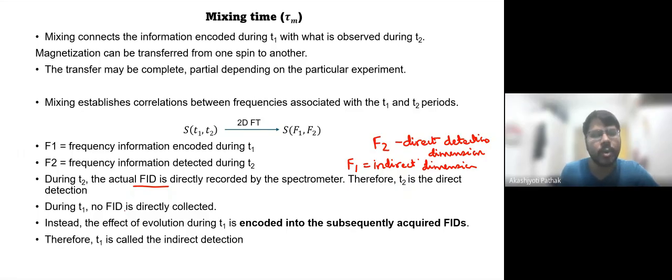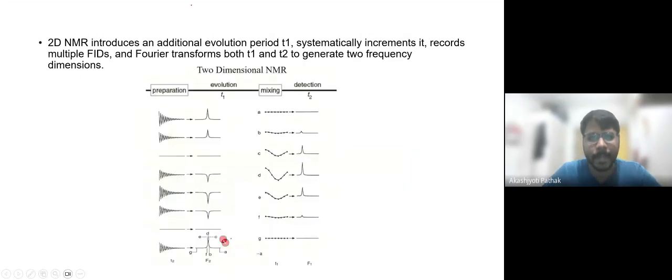So during T1, no FID is directly collected. That is why T1 is called the indirect detection dimension. So instead, the effect of evolution during T1 is encoded into subsequently acquired FIDs. So your T1 is called the indirect detection and T2 is called the direct detection. Okay.